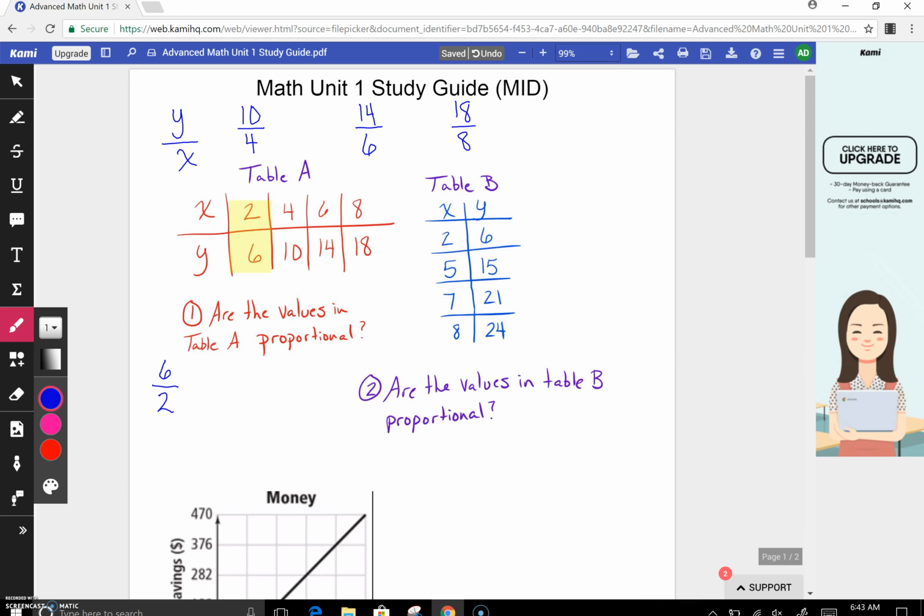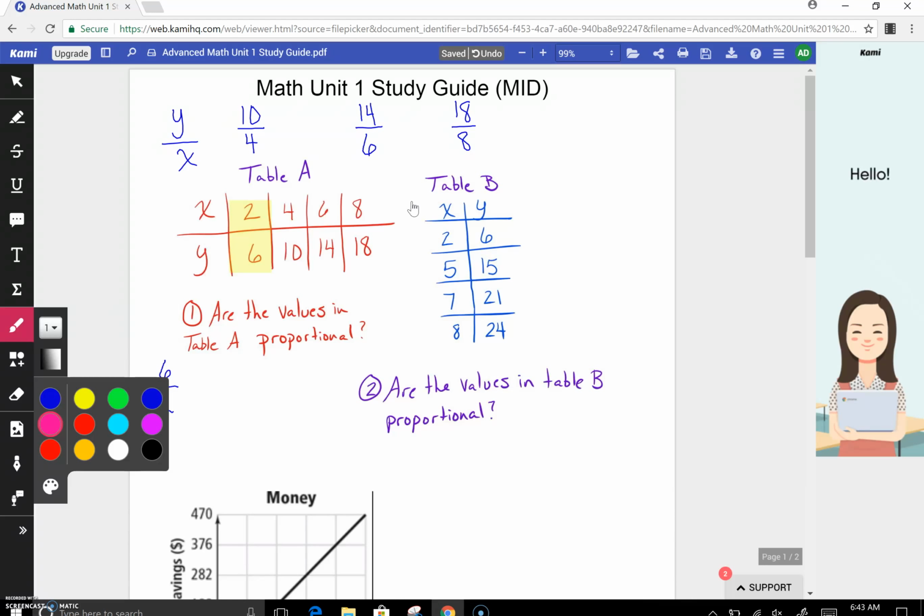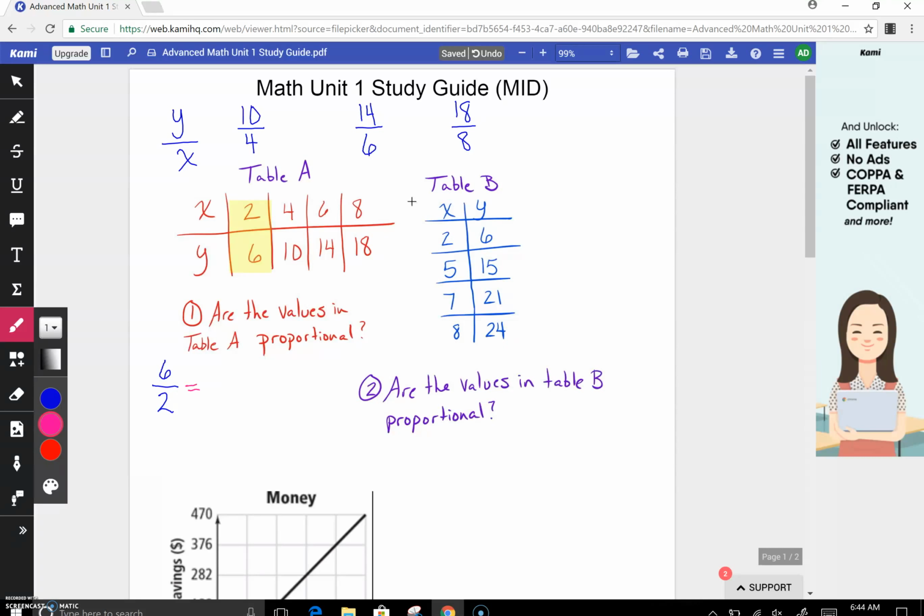So now what we're looking to do is simplify each ratio down. If they all simplify to that same unit rate, then we're good. They'll be proportional. So let's look at the first one here, 6 over 2. 6 and 2 have a common factor of 2, so we can divide by 2 on the top and on the bottom. And we'll get 3 over 1. Or we'll get that constant of proportionality of 3.